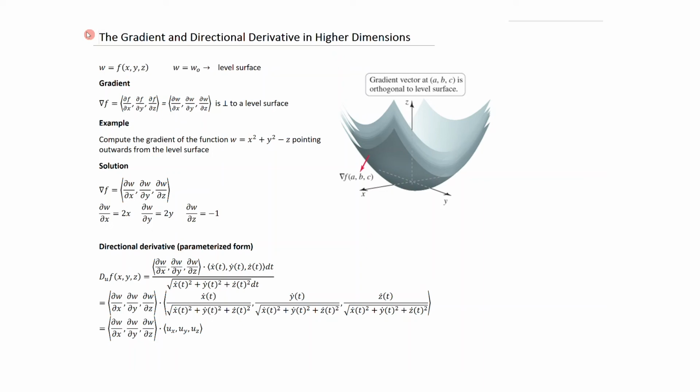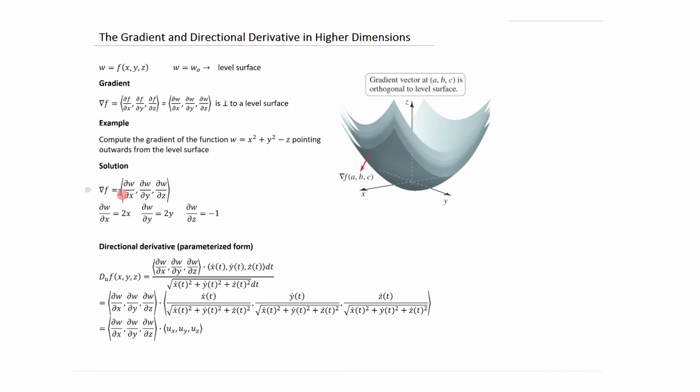So let's look at an example. You're asked to compute the gradient of the function w equals x squared plus y squared minus z, pointing outwards from the level surface. That function is depicted in the graph on the right. You can see the shape here, and this is the gradient that will be pointing outwards from the surface. So let's see whether what we compute is in fact outwards.